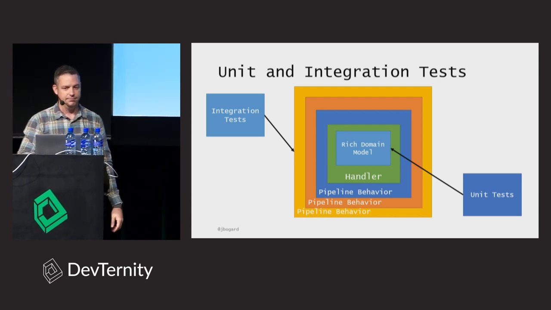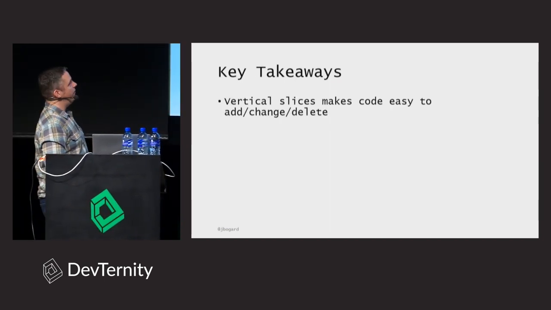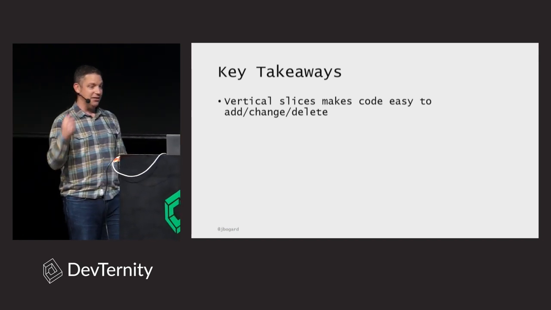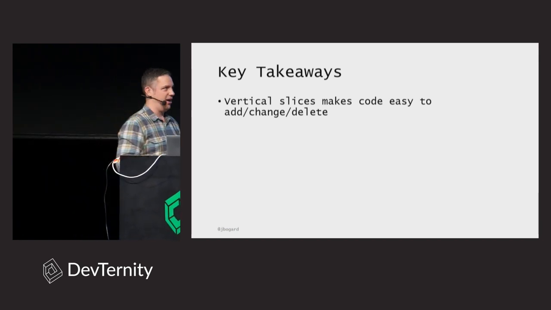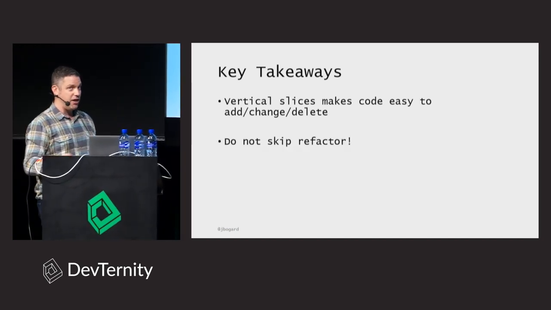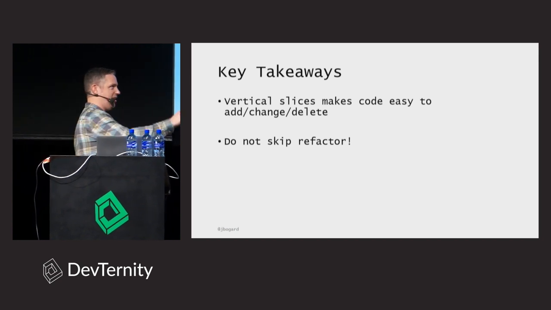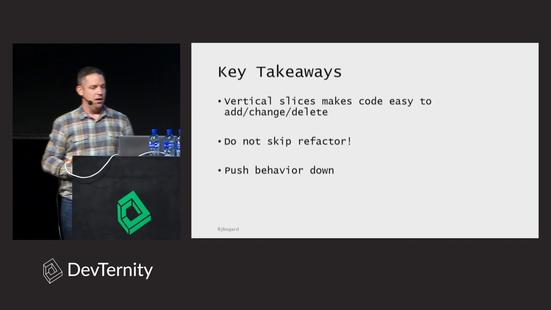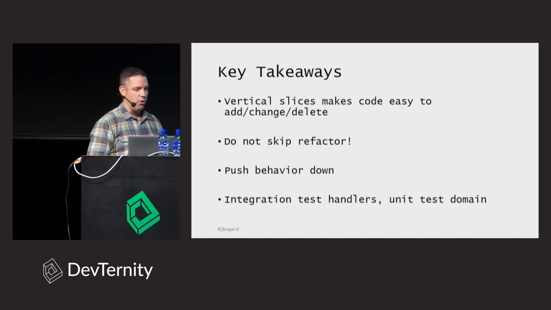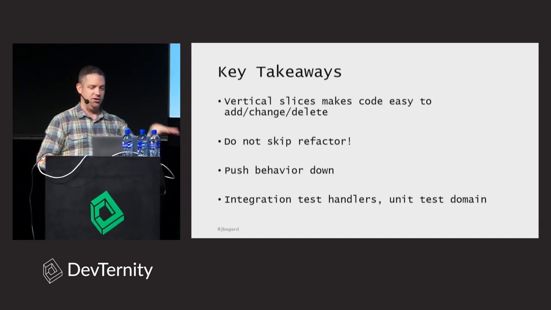So, some key takeaways. Vertical slices make it really easy for us to add, change, and delete code, as we heard from this morning's keynote. It's important to delete code as well. We do not want to skip the refactor step, so make the handler as dumb as possible, but yes, still do that red-green refactor step. We want to push behavior down into our domain as much as possible. And then finally, we want to integration test our handlers, but unit test the domain, the thing that is actually isolated.